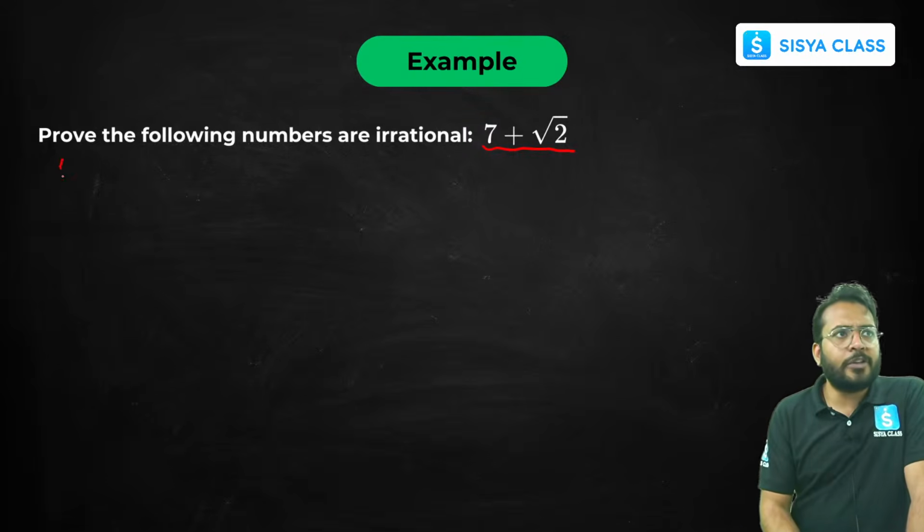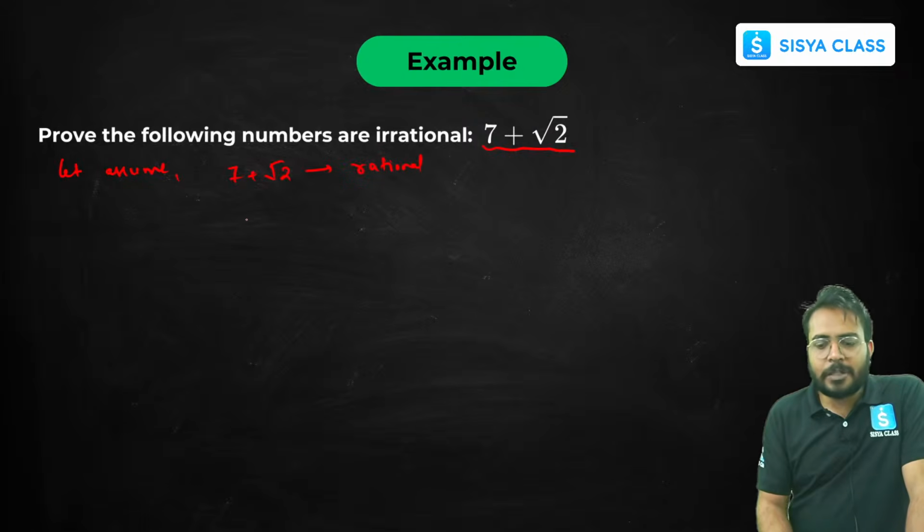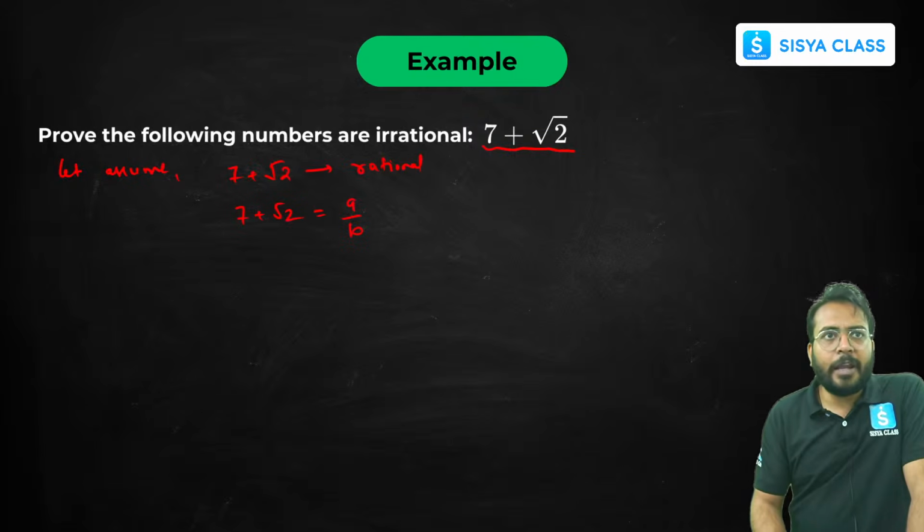First of all, you will assume that this is a rational number. Okay, 7 plus root 2 is a rational number, and if it is a rational number, that means it can be written in the form of a by b, where a and b are co-prime integers. They belong to co-prime integers.